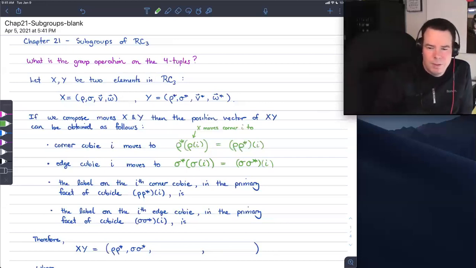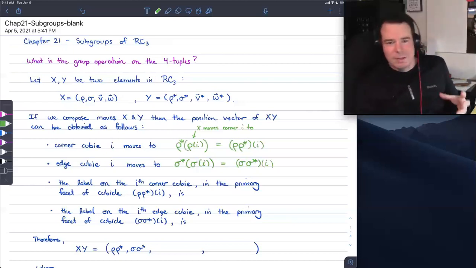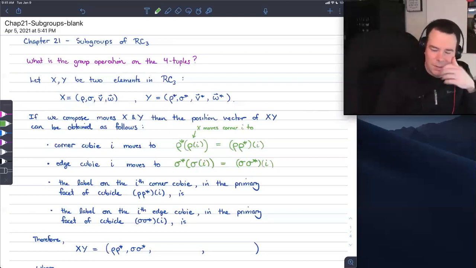Now the fun part. How does the orientation work? I start with a corner piece I, and what I want to do is try to figure out what is the number, what is the label on the corner QB that's in the primary facet of the cubicle that it's now going to sit in. So this is where it takes a little bit of thought to sort of trace through what happens. So I've got a corner QB. It's starting out in the solved state, and it's in its proper orientation.